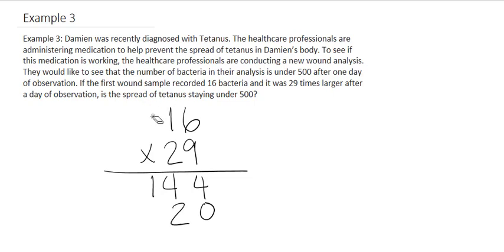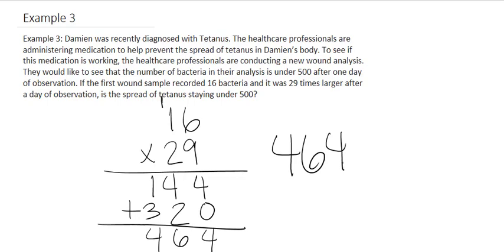We'll erase that 5 because we're going to put a 1 now on top of the 1. So 2 times 1 is 2, but plus 1 is 3. Now we add. So 4 plus 0 is 4. 4 plus 2 is 6. 1 plus 3 is 4. So the answer is 464, which is under 500. So the analysis appears to be that the medication is working to help control the spread of the infection.